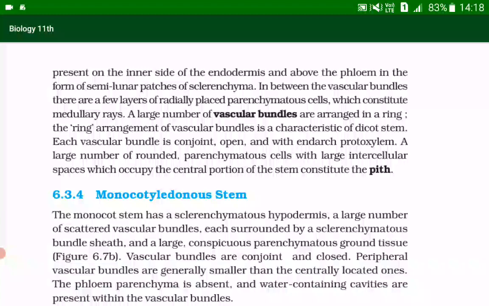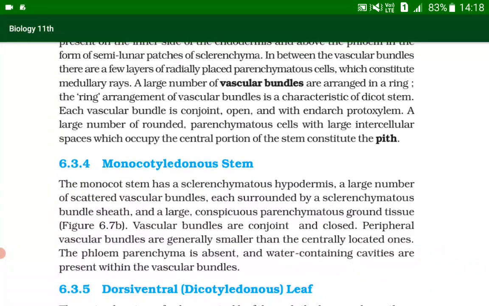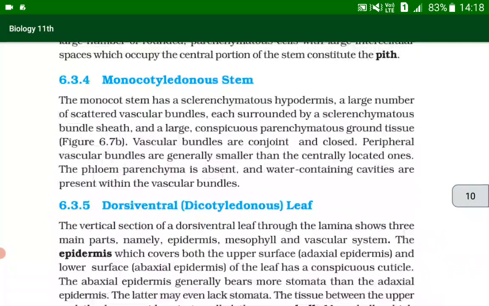A large number of rounded parenchymatous cells with large intercellular spaces, which occupy the central portion of the stem, constitute the pith. 6.3.4 Monocotyledonous stem. The monocot stem has a sclerenchymatous hypodermis, a large number of scattered vascular bundles, each surrounded by a sclerenchymatous bundle sheath, and a large conspicuous parenchymatous ground tissue.